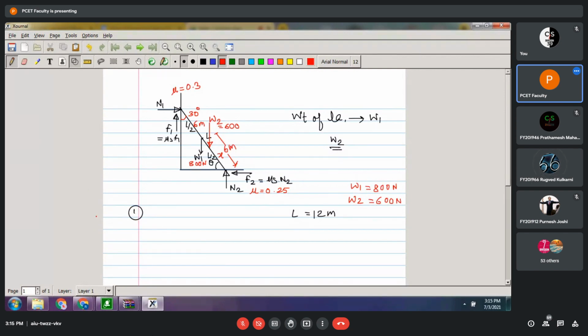Done, ma'am. Now we know that this is the position, which we have shown in the figure, up to which the ladder will not slip and it will be in equilibrium.